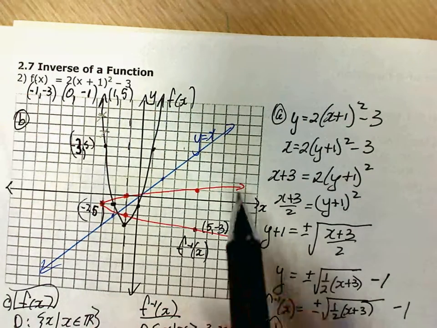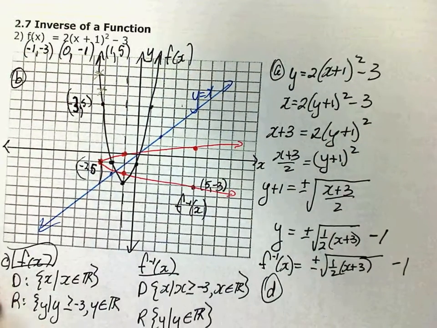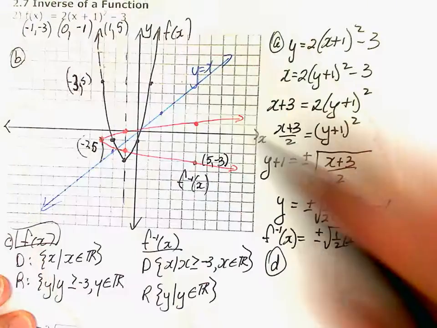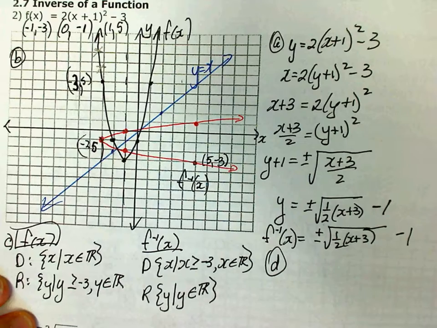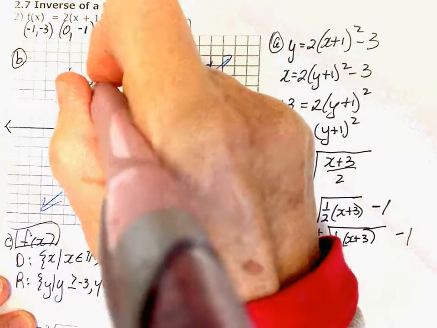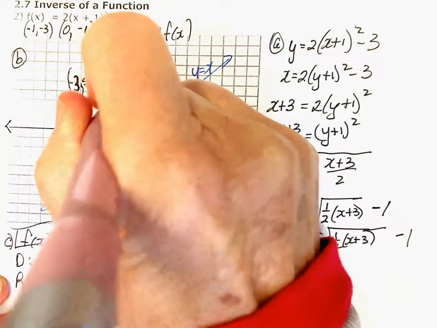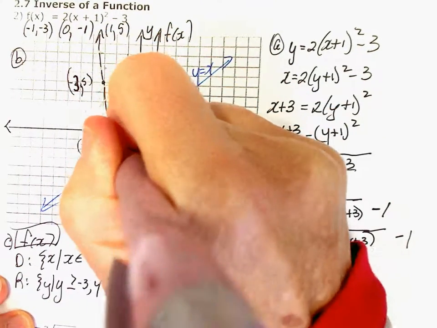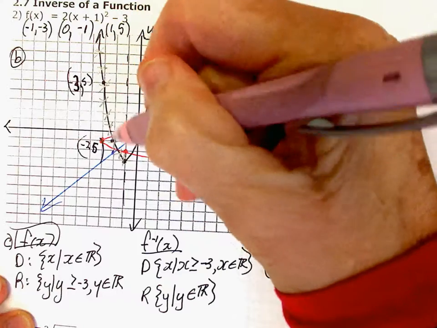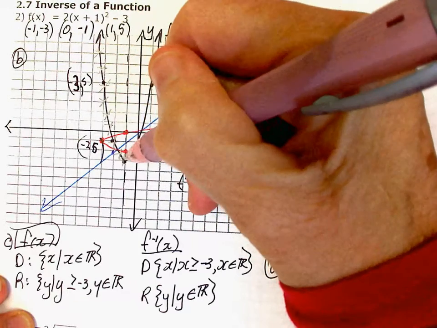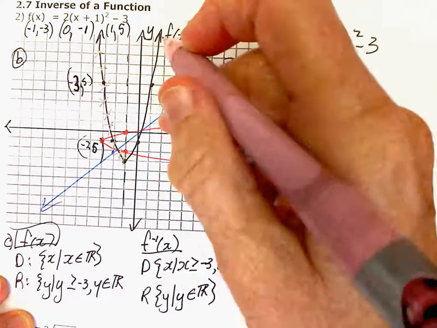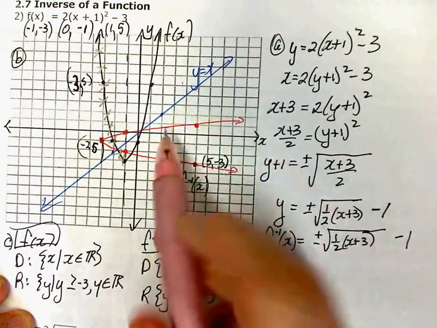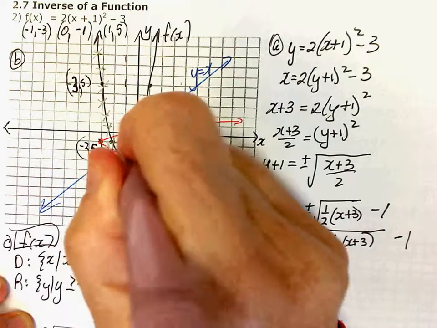So let's restrict it so the inverse is a function. So what we're going to do is cross one of the branches off. It could be either the left one or the right one. So if we were to cross that branch off, we would be left with this branch, and the reflection of this branch is the top branch. So we're going to lose this branch.